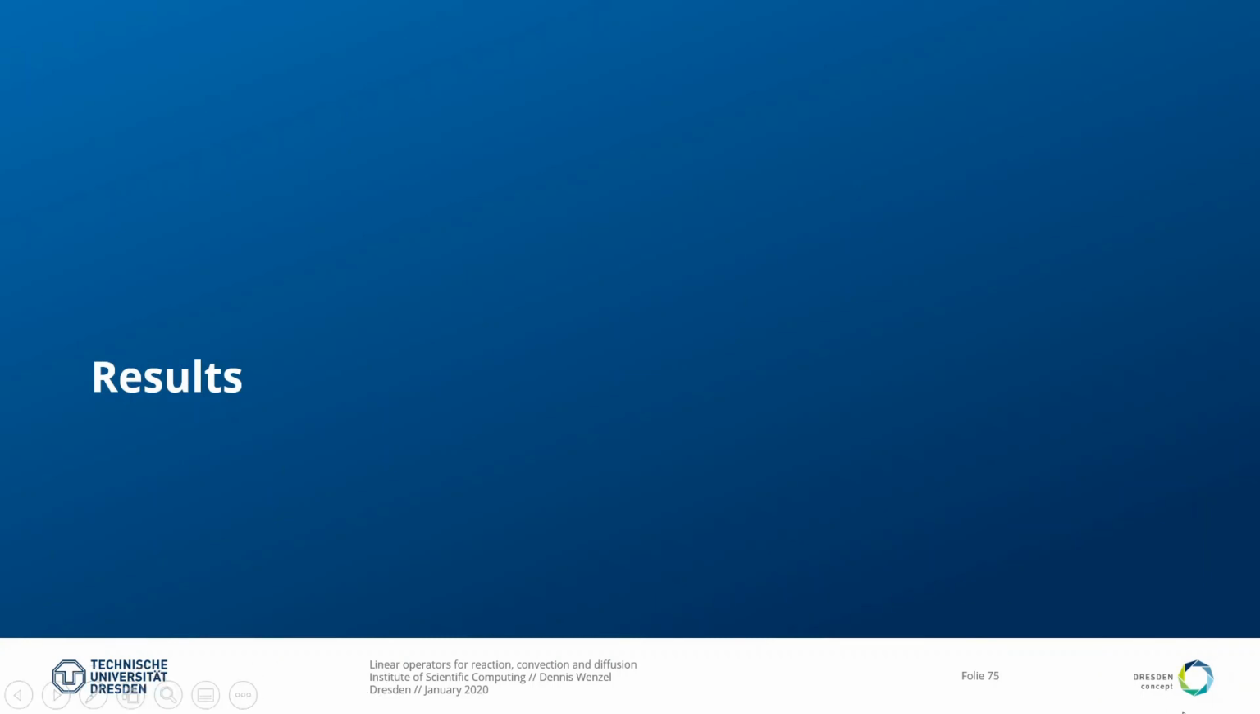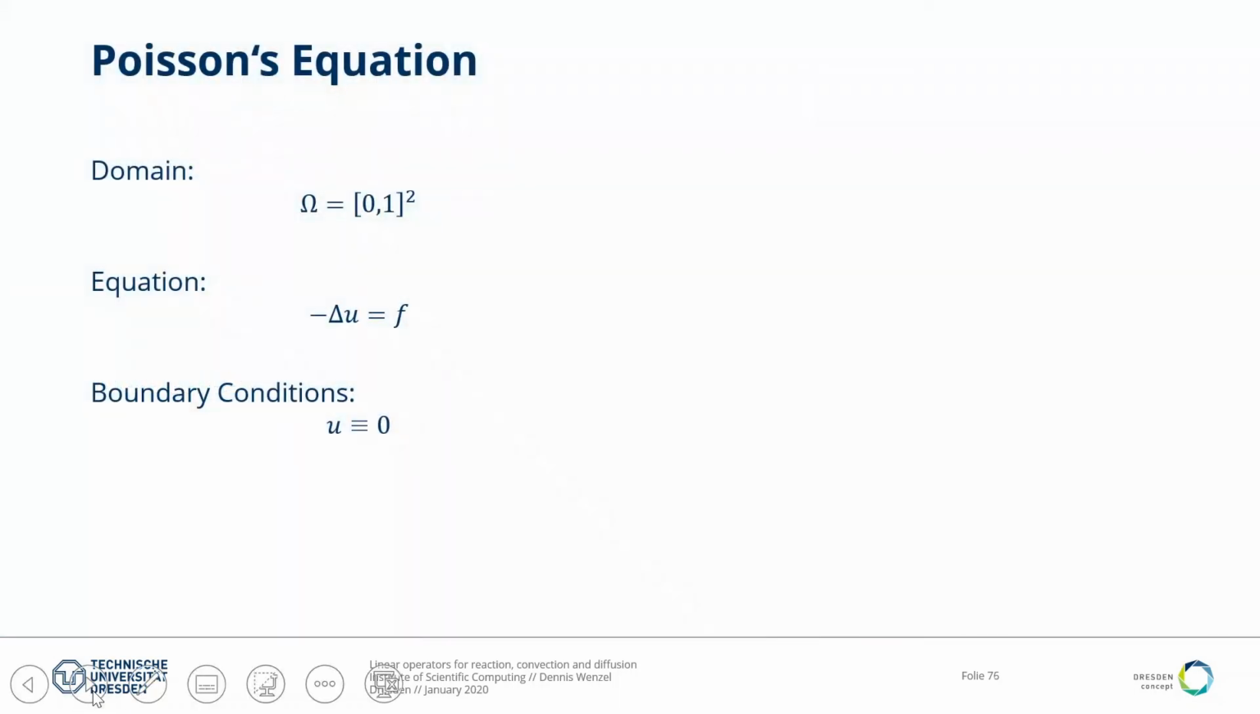Finally, after investing that much work, let's get to some results. We start with Poisson's equation, so the simplest you can do. We talk about the domain (0,1) square, so just the unit square, equation minus Laplacian of u equals f, and we take Dirichlet boundary condition, so u equals 0 on the boundary.